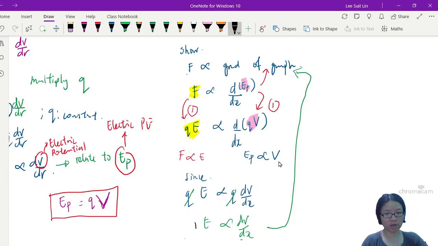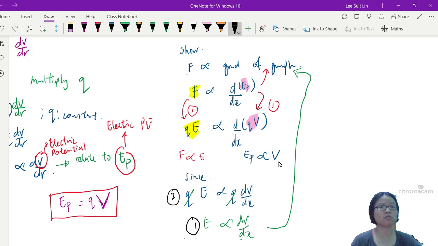So this is step 1, or rather step 0. And then you multiply both sides by Q, and then you notice QE is force. So multiply both sides by Q. How do you know you want to multiply both sides by Q?